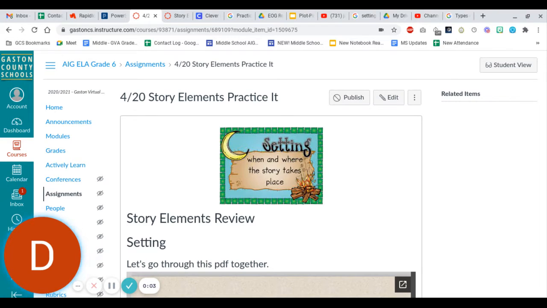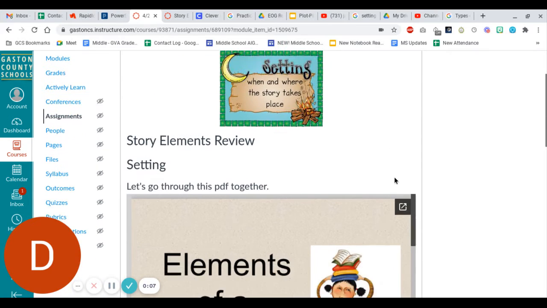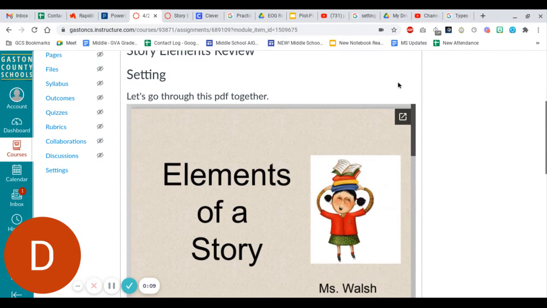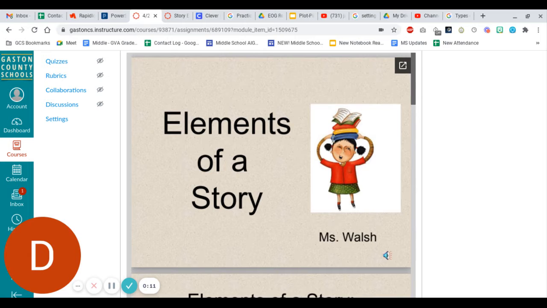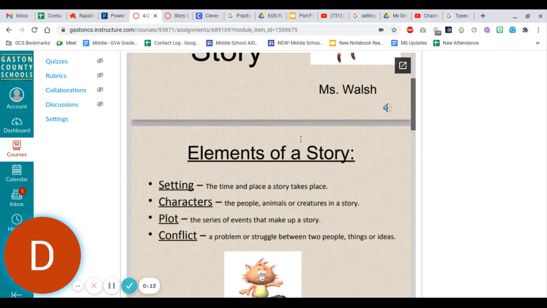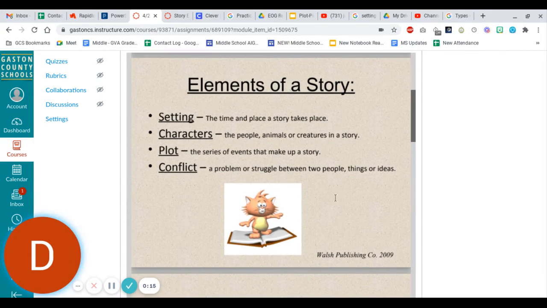So today we're going to be reviewing story elements by looking at just the setting. We're going to go through this PDF here together, talking about the different elements of a story. So we've talked about yesterday that our elements are the setting, characters, plot, and conflict. The setting is the time and a place a story takes place.